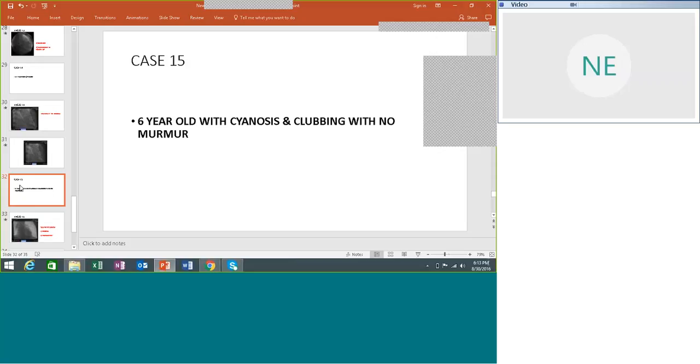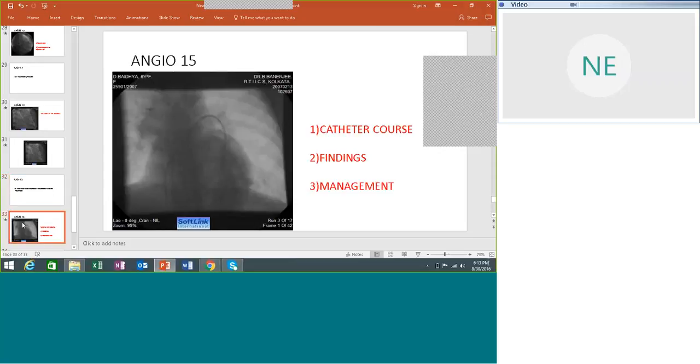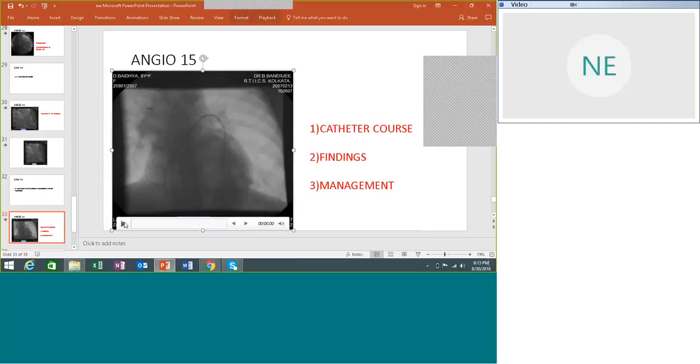Okay, a 6-year-old with cyanosis and clubbing with no murmur. Alright. Yeah, diagnosis, quick diagnosis, prize for whoever diagnoses first. Very easy. Why tricuspid here? No prize for you. Wrong answer. No, it's not Eisenmenger. Come on. Think of the catheter course first. You'll be able to come to a diagnosis.